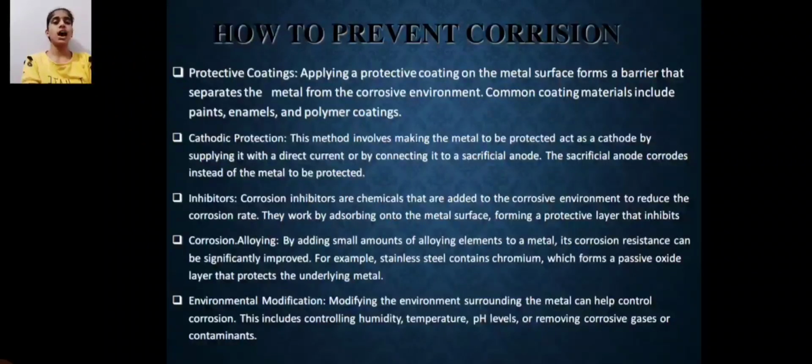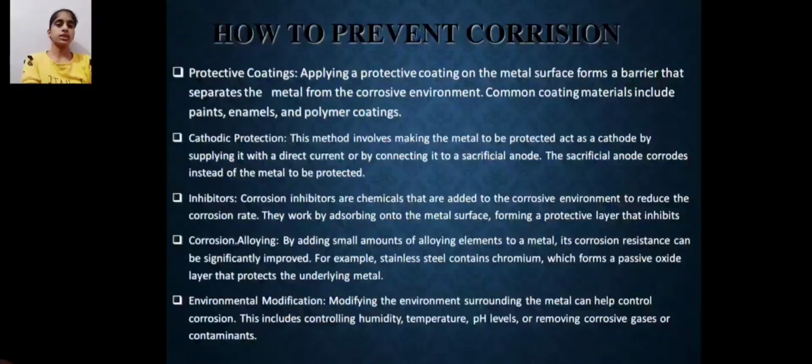And the next, how to prevent corrosion. Protective coatings, cathodic protection, inhibitors, alloying, environmental modification. These are the methods of prevention of corrosion. Let us discuss one by one. The first is protective coating. Applying a protective coating on the metal surface forms a barrier that separates the metal from the corrosive environment. Common coating materials include paints, enamels, and polymer coatings.